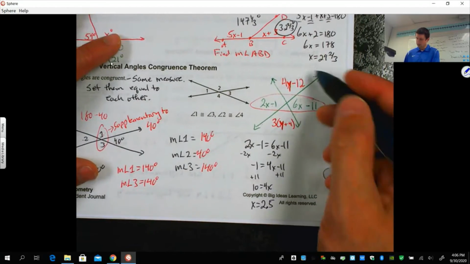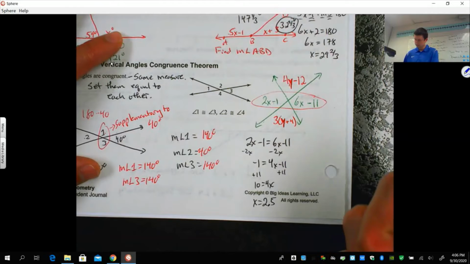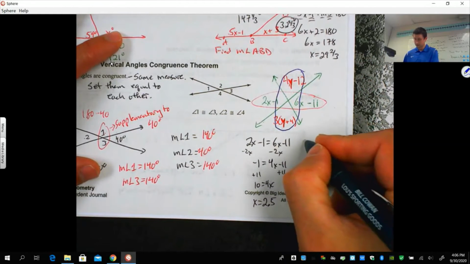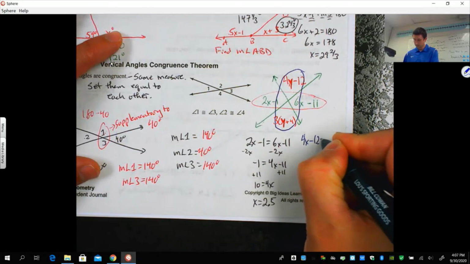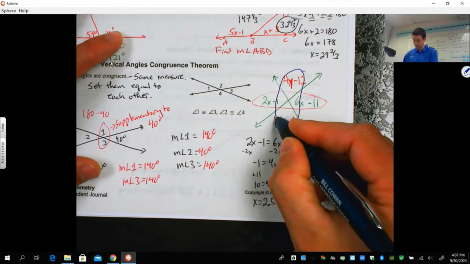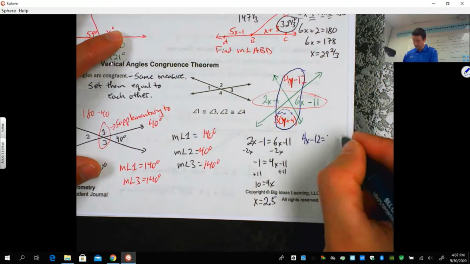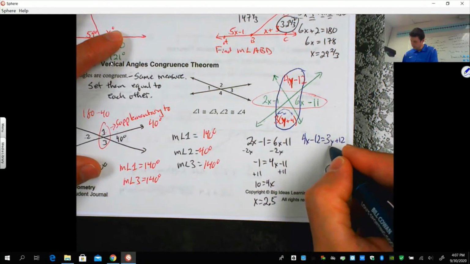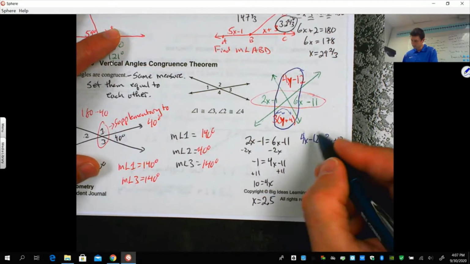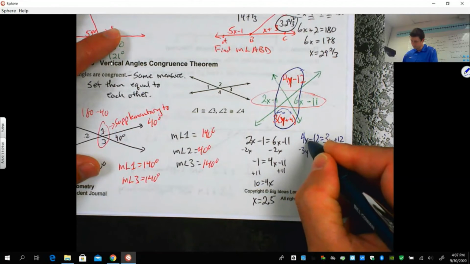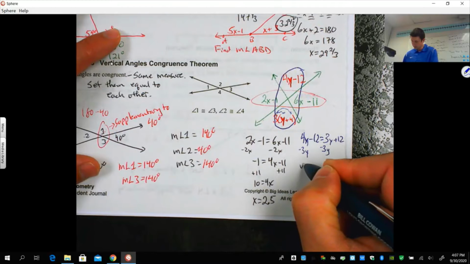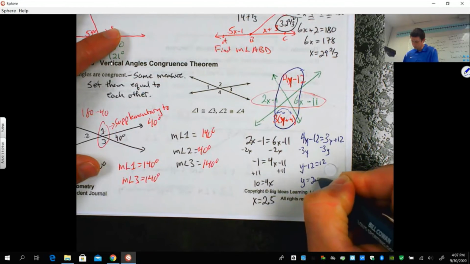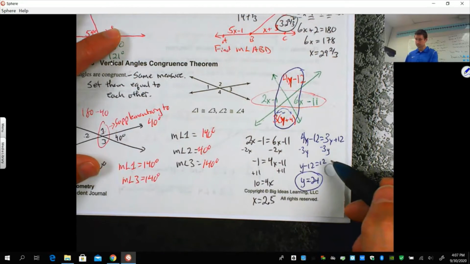So then you come back and you do the same thing with these two right here. Those two will go together. 4y minus 12 equals, I'm going to distribute this, 3y plus 12. I'm going to minus the 3y over. So 4y minus 3y is y, so I get y minus 12 equals 12. Add that 12 over, so y equals 24.